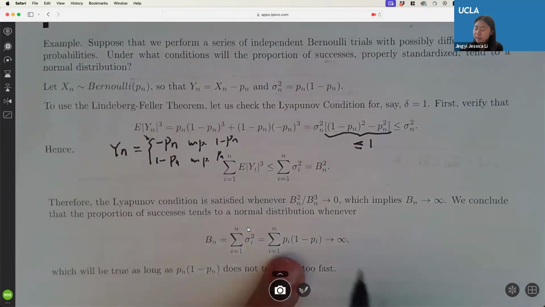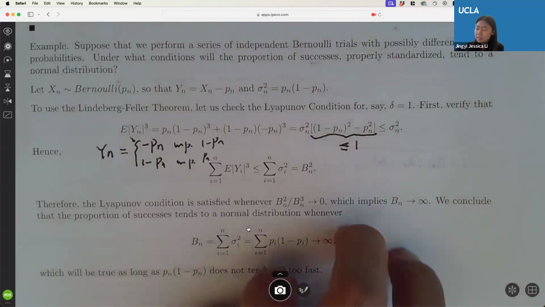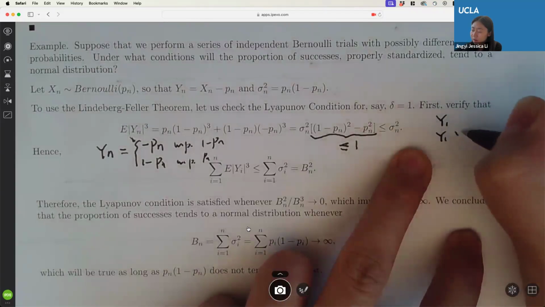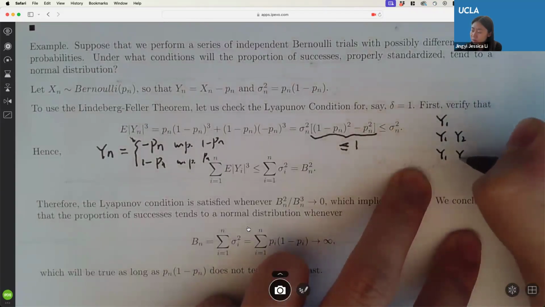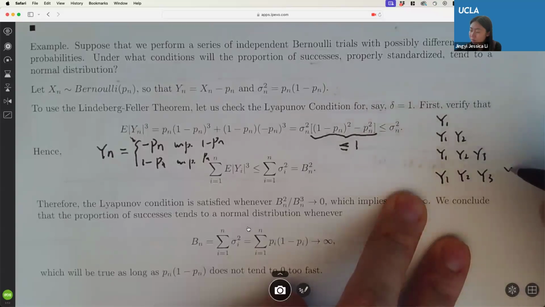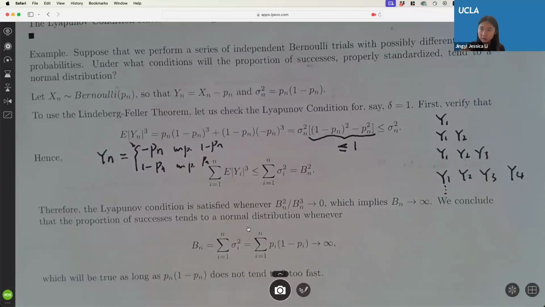Even though here your triangular array is a little bit more specific, simpler than the general form, because here you just have y1; y1, y2; y1, y2, y3; y1, y2, y3, y4, and so on. So every row is a sequence, you take the partial sum, but here every row shares the entries. And that's the special case of the Lindeberg-Feller theorem. But the general form is more general than this.